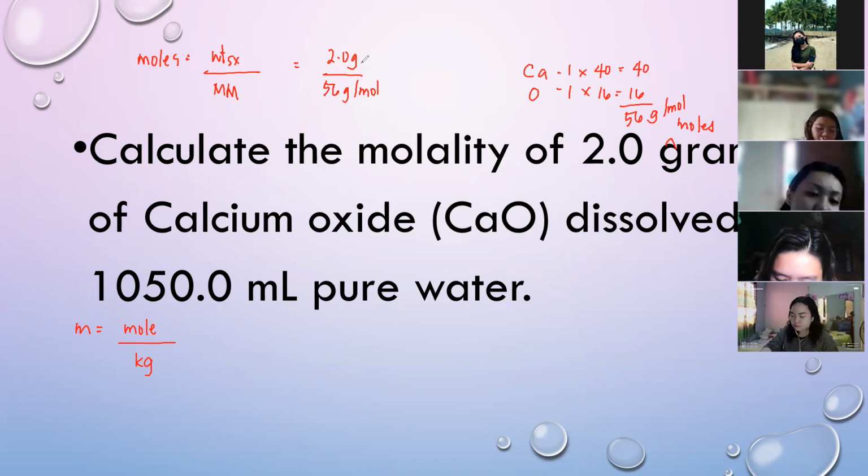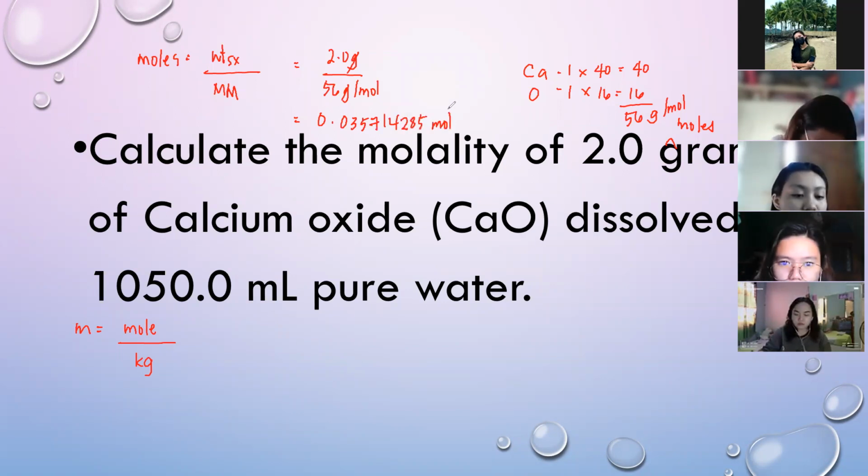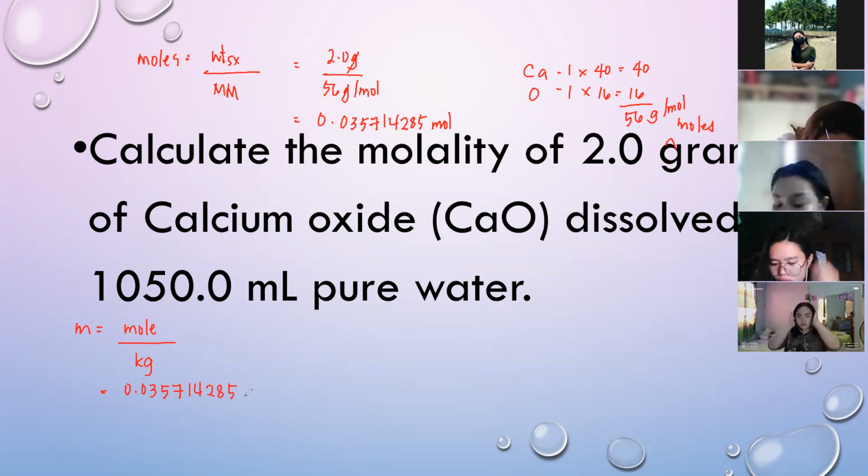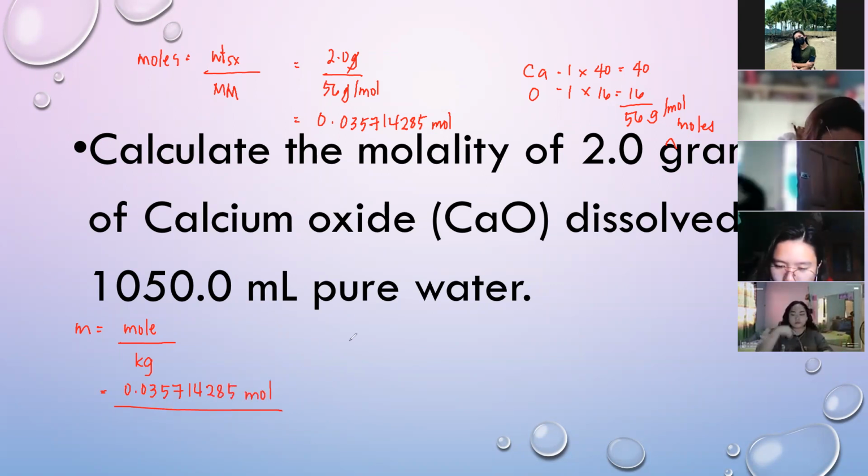Ito yung gagamitin natin, 56 grams per mole. Let's cancel the grams. 2.0 divided by 56 is 0.035714285 moles. Okay, so yan yung gagamitin natin here, 0.035714285 mole divided by kilograms of our solvent.